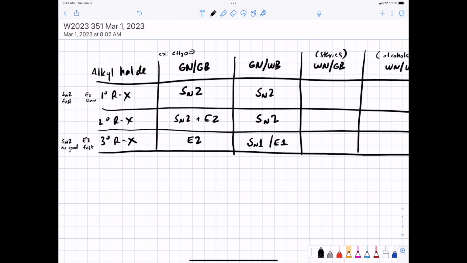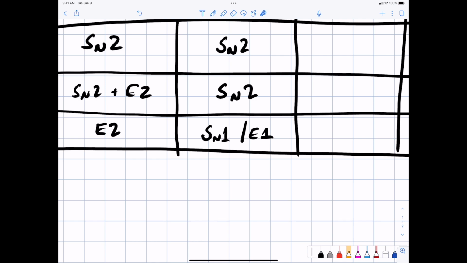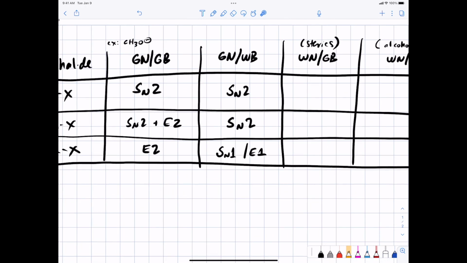And both those always compete, and I will never ask you to say whether elimination products dominate over substitution products. Among the elimination products, the more stable alkene should be the major elimination product, but I'm not going to ask you to make the distinction between substitution and elimination products.